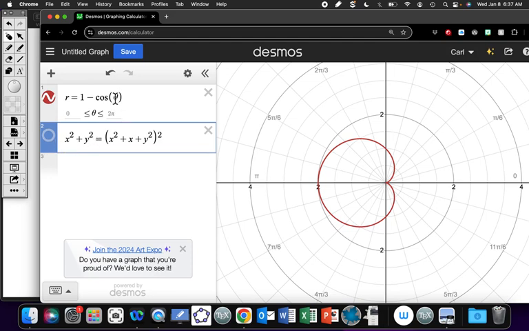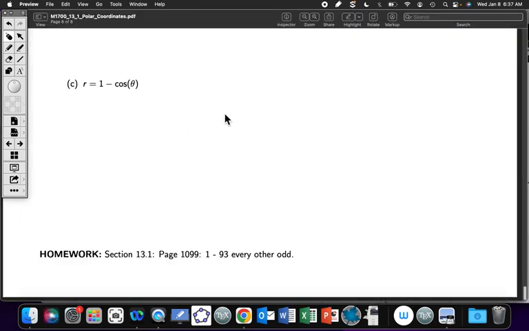Now, if you look at the structure of these two functions, this is much easier to deal with than this one. And so we'll be talking about, because we know how to graph these kinds of curves in xy space. Like if this were y equals 1 minus cosine x, we'd be good to go. This one, not so much. Okay, all right, so that'll do it there for section 12.1.